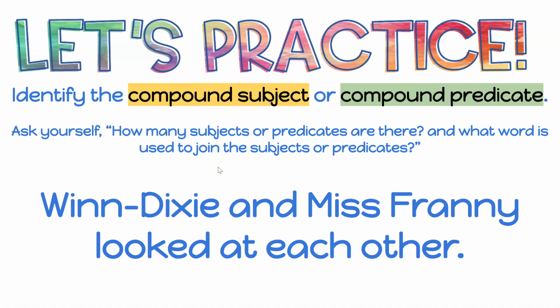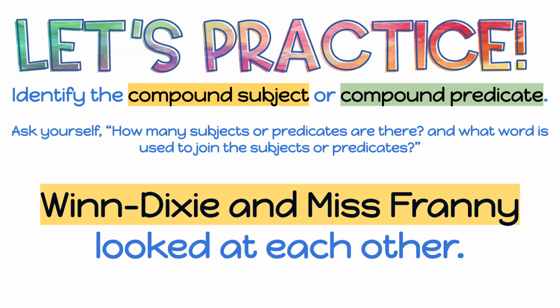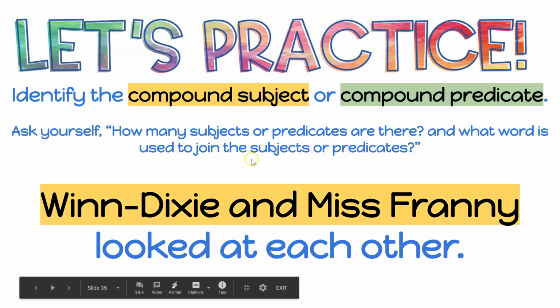Winn-Dixie and Miss Franny looked at each other. All right, guys, are there more than one subject or more than one predicate? Pause right here and take a guess. That's right. There's two subjects, two people that this whole sentence is all about. It's Winn-Dixie and Miss Franny. We can see that it's separated by the coordinating conjunction and they're both doing the same action. They're both looking.